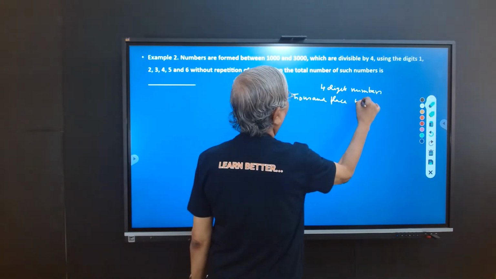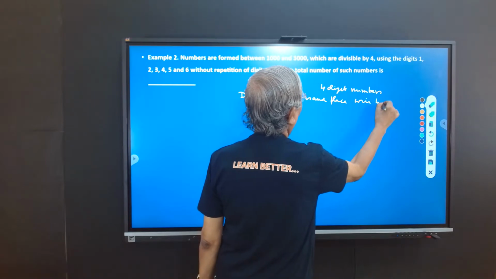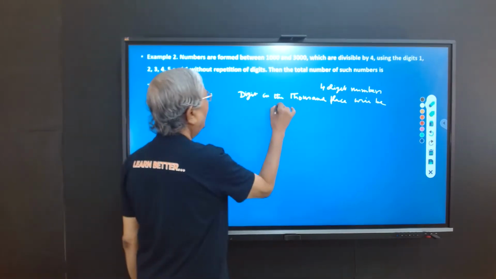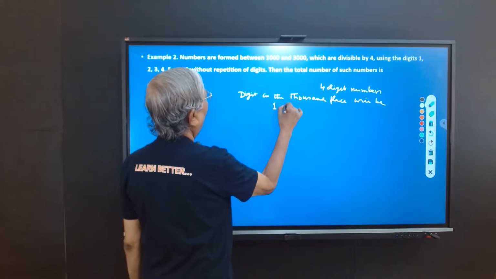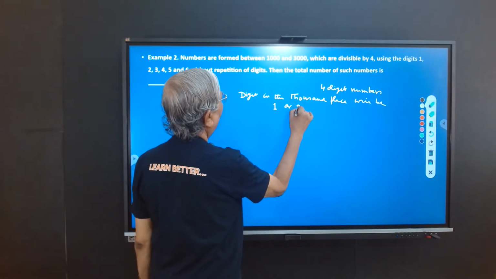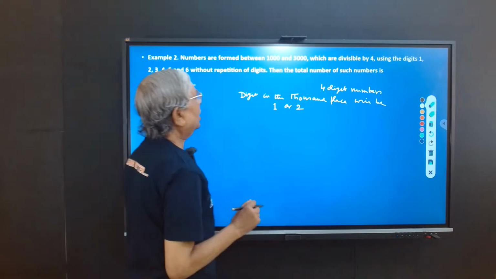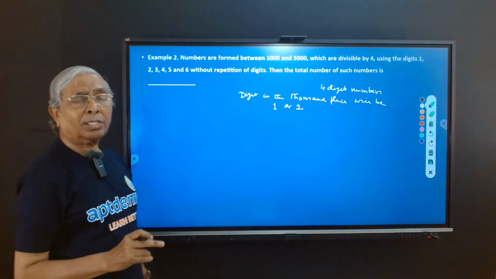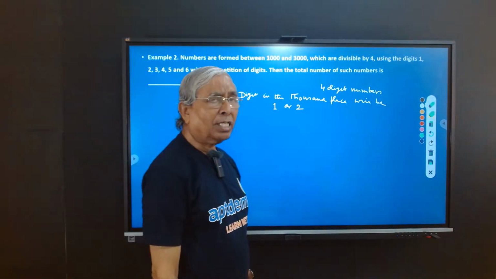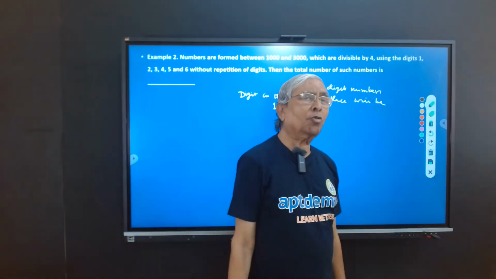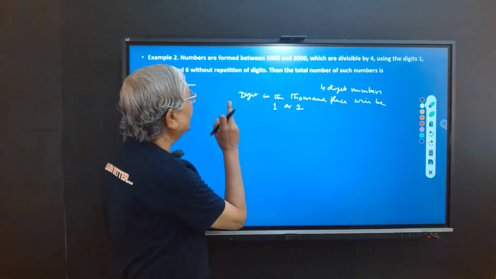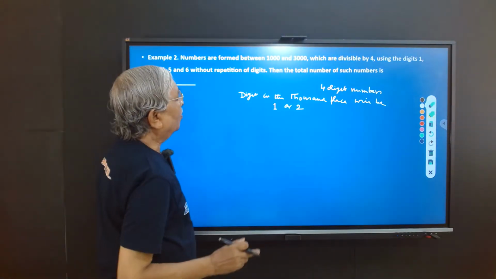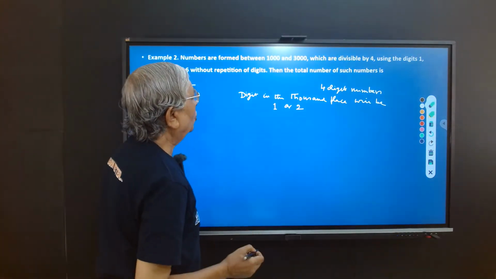Will be 1 or 2. First of all, as the numbers are between 1000 and 3000, the numbers will be 4-digit, and the first digit, that is the digit in the thousand place, must be 1 or 2.